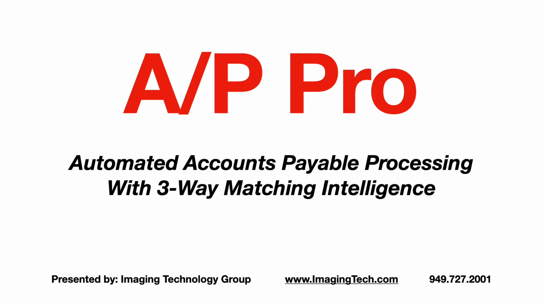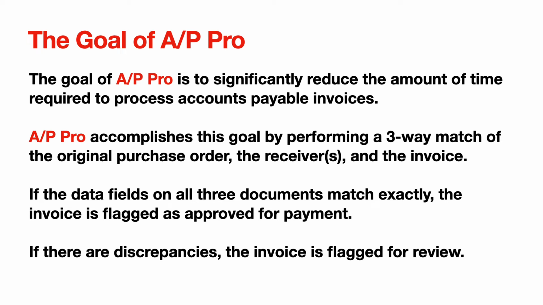AP Pro is brought to you by Imaging Technology Group, a company with more than 30 years of technology support application experience. The goal of AP Pro is to significantly reduce the amount of time required to process accounts payable invoices. AP Pro accomplishes this goal by performing a three-way match of the original purchase order, the receiver or receivers, and the vendor invoice. If the data fields on all three documents match exactly, the invoice is flagged as approved for payment. If there are discrepancies, the invoice is flagged for manual review.